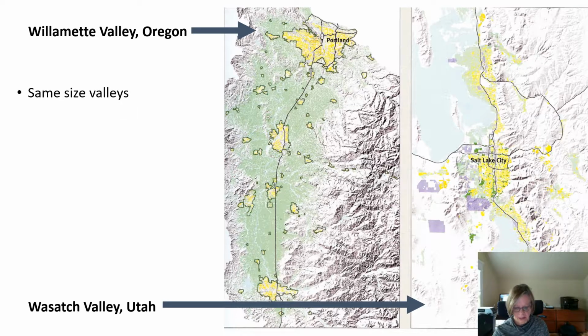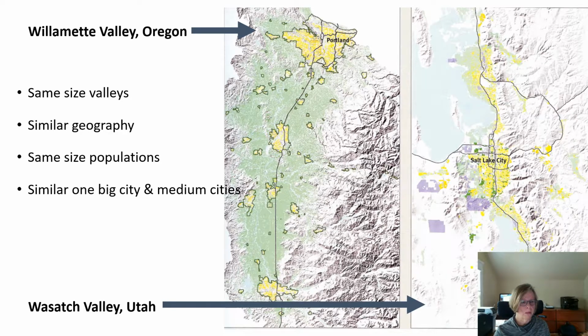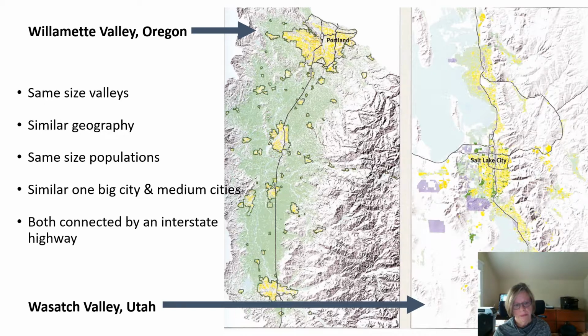They're about the same size. They have similar geography with a valley and mountains on at least one side. They have very much the same population. They are characterized by one big city and a number of small and medium-sized towns. They're both connected by an interstate highway.